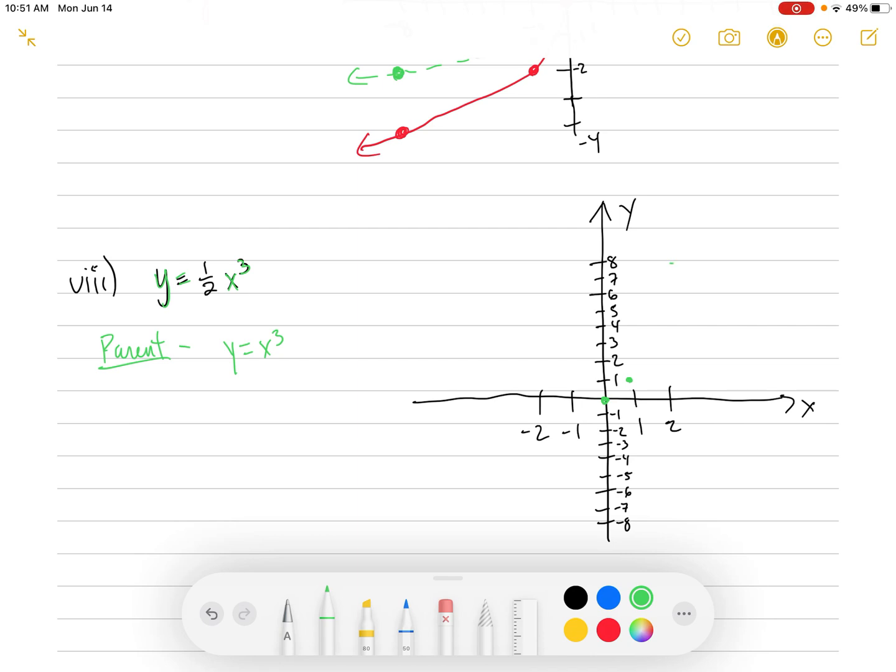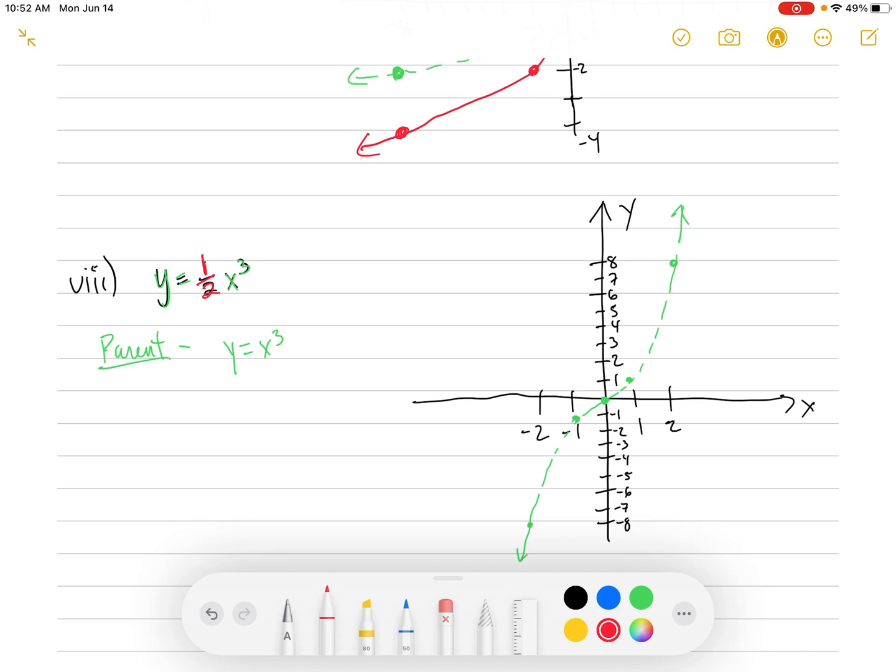Okay, so when I plug in 0, 0 cubed is 0. When I plug in 1, 1 cubed is 1. When I plug in 2, 2 cubed is 8. So on the right, I get this piece. Now when I cube -1, I get -1. When I cube -2, I get -8. So on the left side, I have these points in this graph.